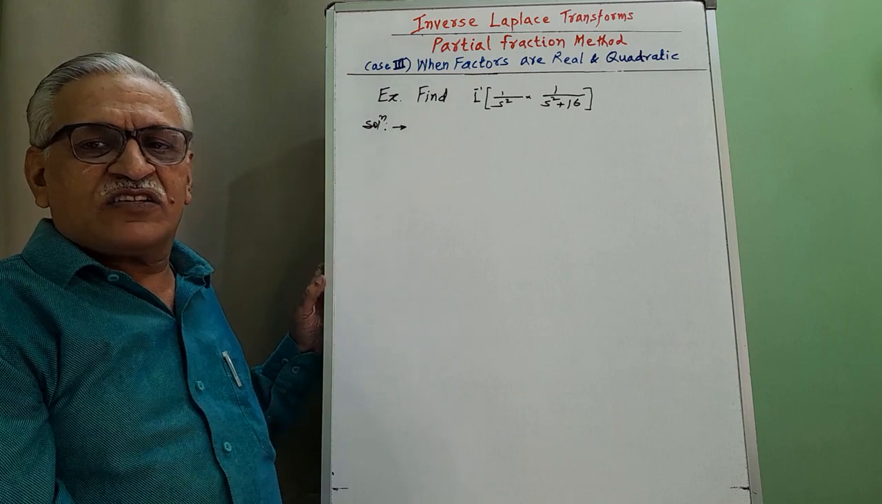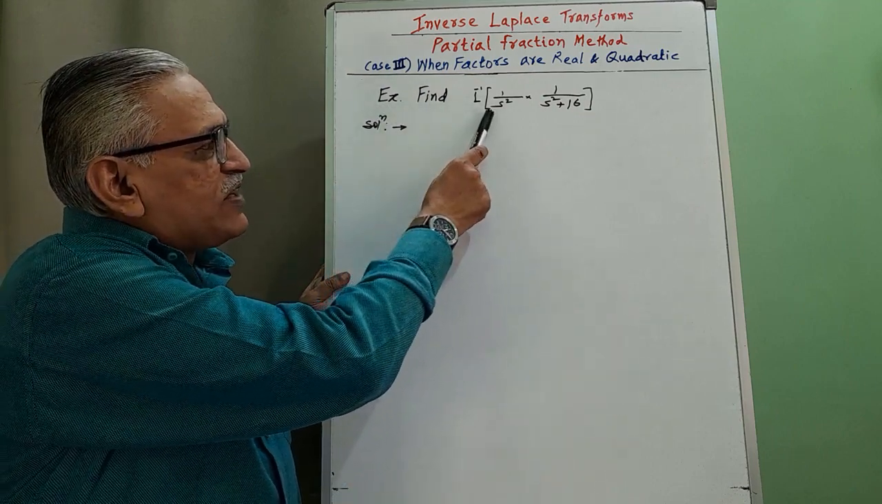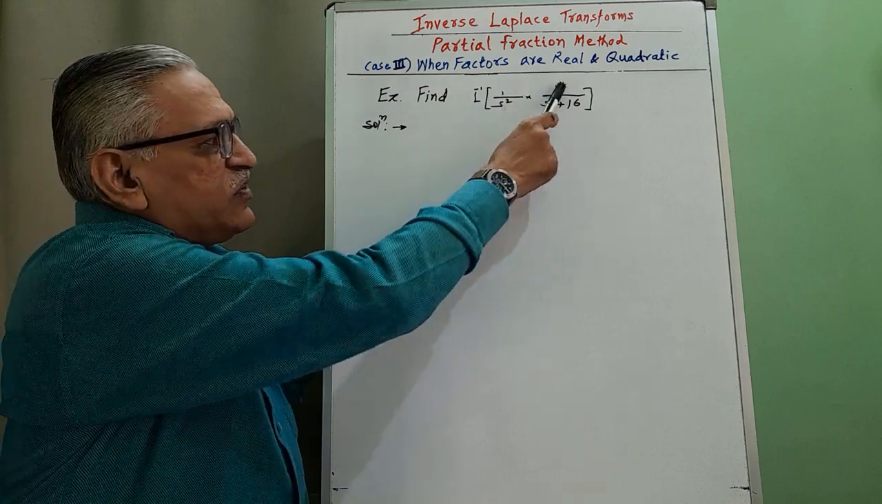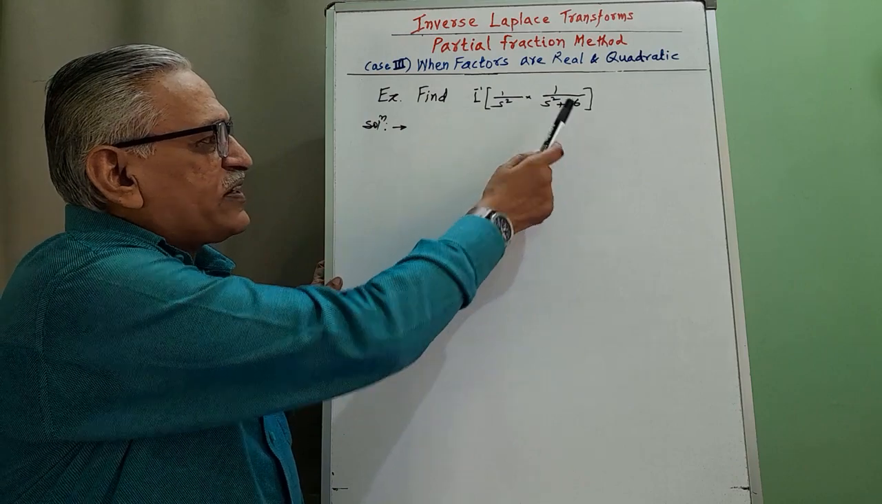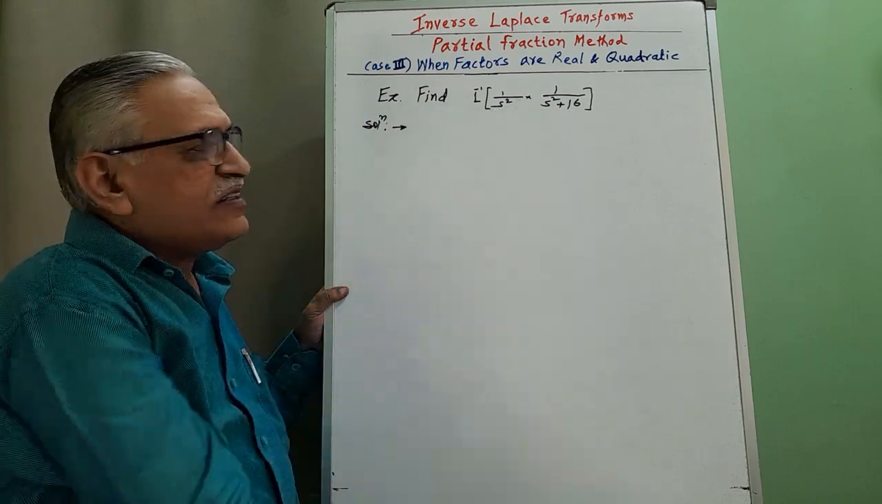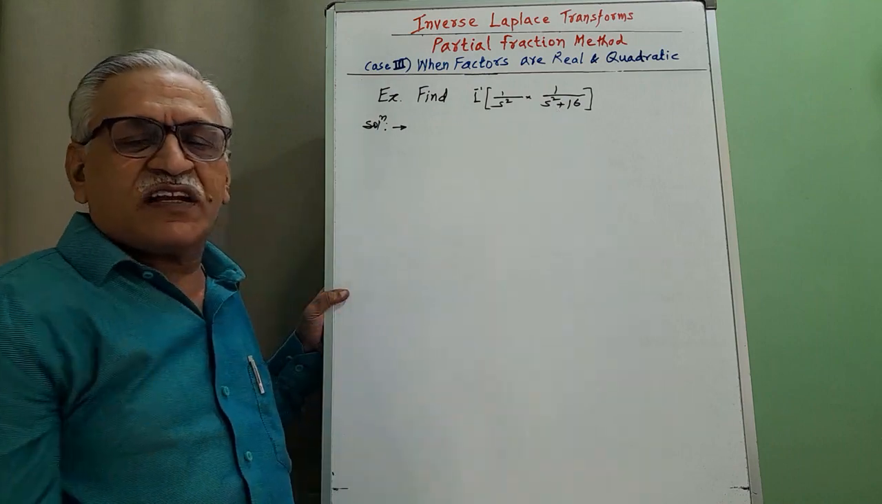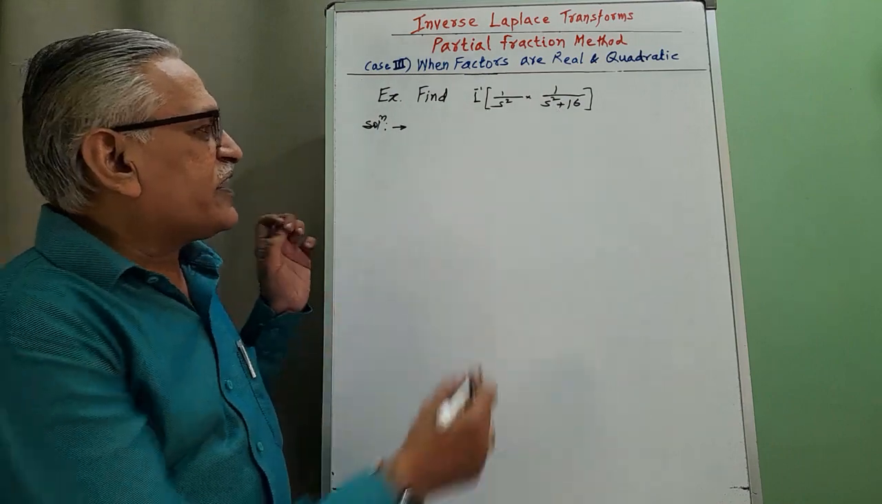Case number 3, when factors are real and quadratic. Example: find the inverse Laplace of 1 by s square into 1 upon s square plus 16. Here there are two factors. The first one is real and repeated, and the second one is real and quadratic. Therefore, to find the inverse, we use the partial fraction technique.